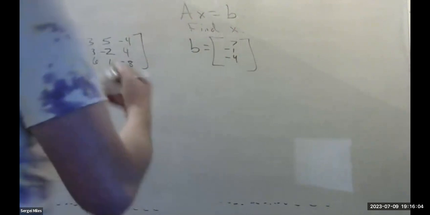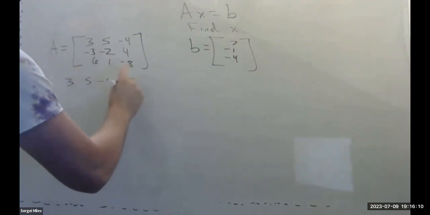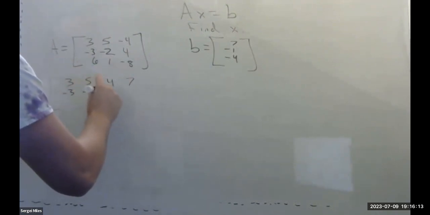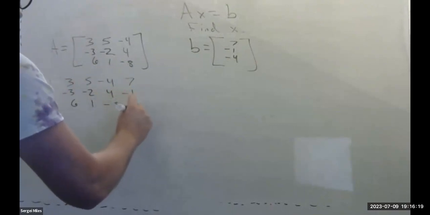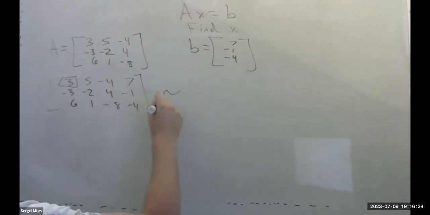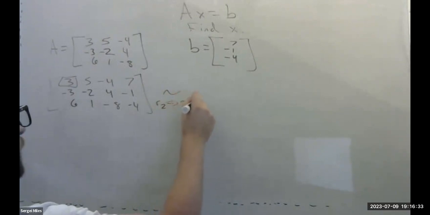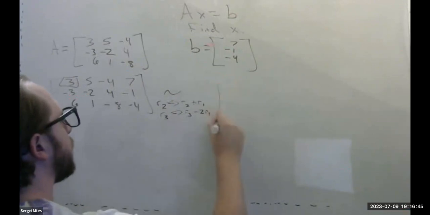Either way, how do you solve this? Again, we need to look at the augmented matrix. 3, 5, -4, 7, -3, -2, 4, -1, 6, 1, -8, -4, and we're going to row reduce. I'd like to make this a pivot. So I'm going to take row 2, and I'm going to add row 1 to it. I'm also going to take row 3 just for space and time. I want to take row 3 and I want to subtract 2 times row 1 from it.